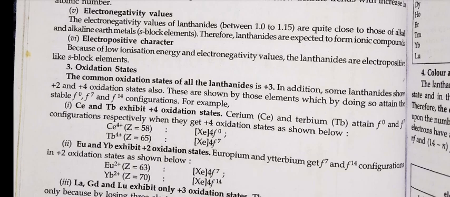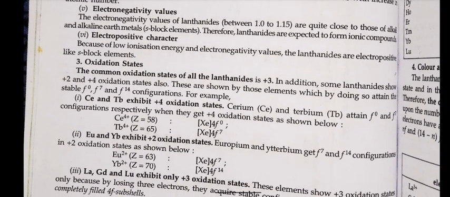Electronegativity values. The electronegativity values for lanthanides, between 1 and 1.15, are quite close to those of alkali and alkaline earth metals, the s block elements. Therefore, lanthanides are expected to form ionic compounds. Sixth, electropositive character. Because of low ionization energy and electronegativity values, the lanthanides are electropositive like s block elements.